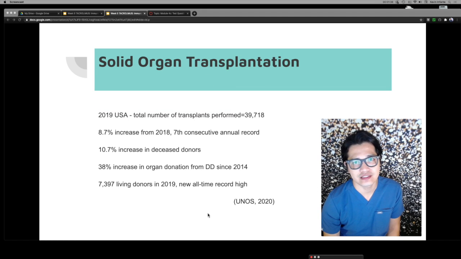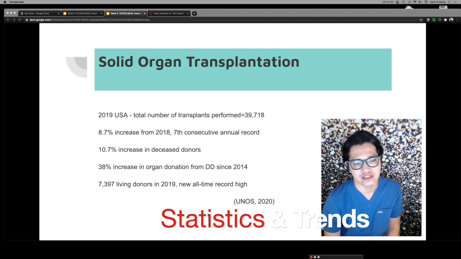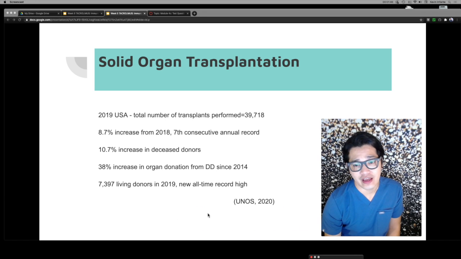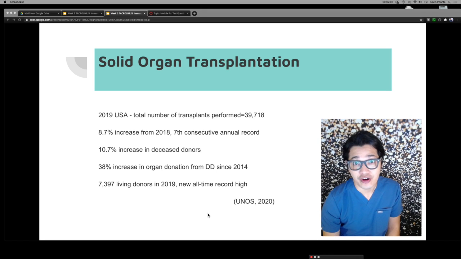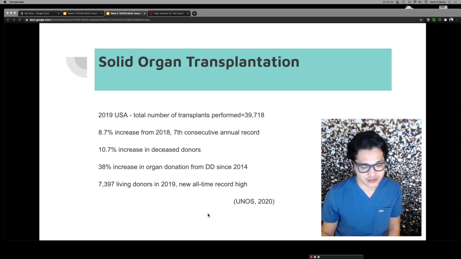In the United States, back in 2019, the total number of transplants performed was 39,718 in total. This is an 8.7% increase from the 2018 number. There has also been a 10.7% increase in deceased donors and a 38% increase in organ donation from deceased donors since 2014. The number of living donors in 2019 numbered 7,397, which is an all-time high record.